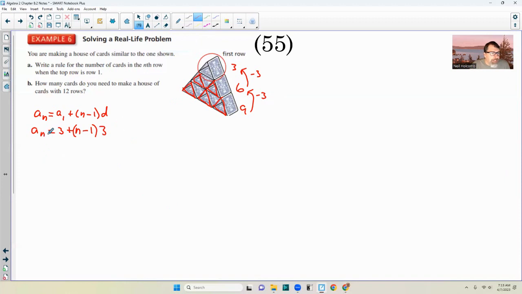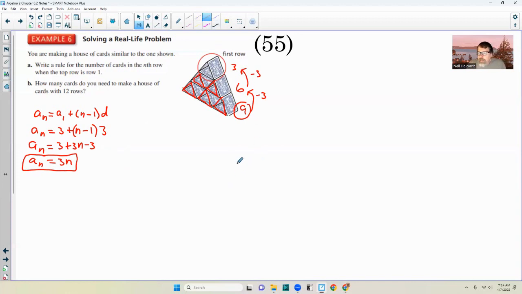Okay, so a sub n equals our first row, 3, plus n minus 1 times 3. Simplify that, and I get a sub n equals 3 plus 3n minus 3. And a sub n is just simply 3n because the 3's cancel. Okay, so that's A. Write a rule for the number of cards in the nth row when the top row is 1. So here's our rule: a sub n equals 3n. So if I plugged in a 3 for my third row, 3 times 3 is 9, and that's exactly what that is right there.